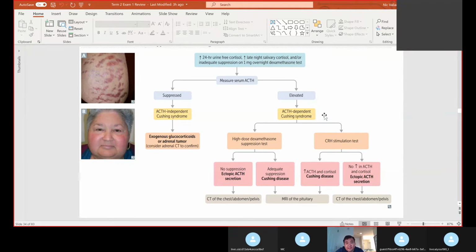If it's elevated, then the Cushing syndrome is dependent on ACTH. You do another testing, high-dose dexamethasone and CRH stimulation test. If the serum ACTH is suppressed, then the Cushing syndrome is independent of ACTH, commonly due to exogenous glucocorticoids or adrenal tumors.